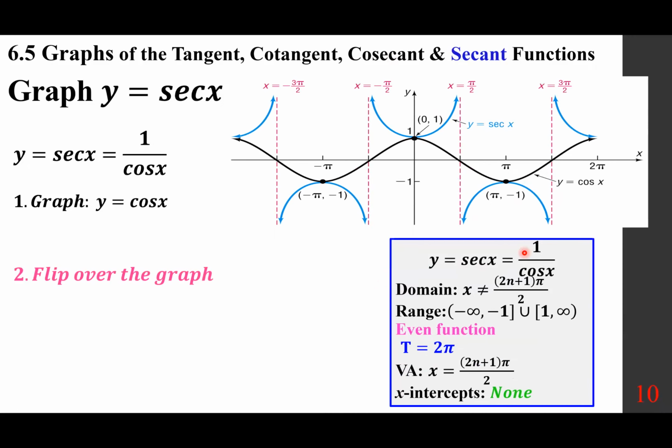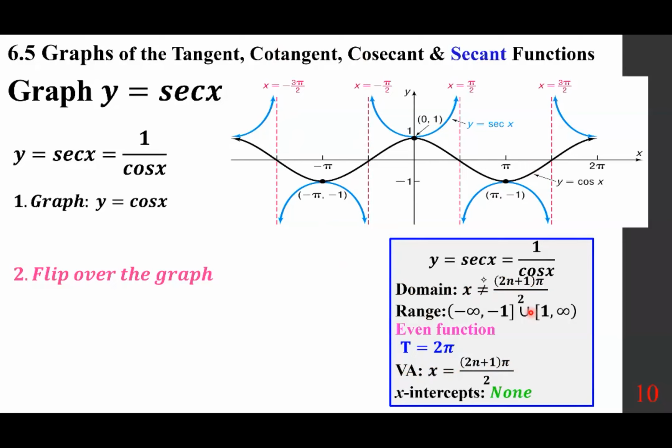So y is secant x, 1 over cosine x. Domain: cosine x is 0, exclude that. Cosine x is 0 at odd multiples of pi over 2, exclude that. And that means this goes with the VA. If you set it equal, those are the vertical asymptotes.